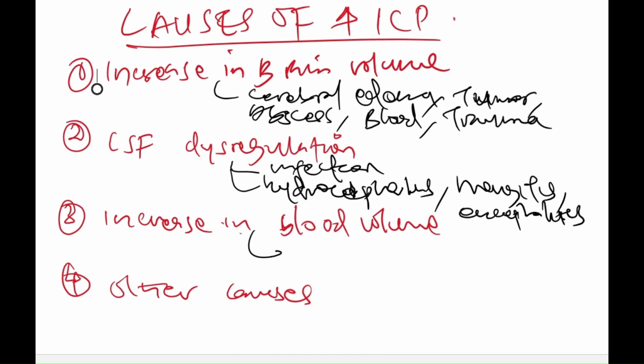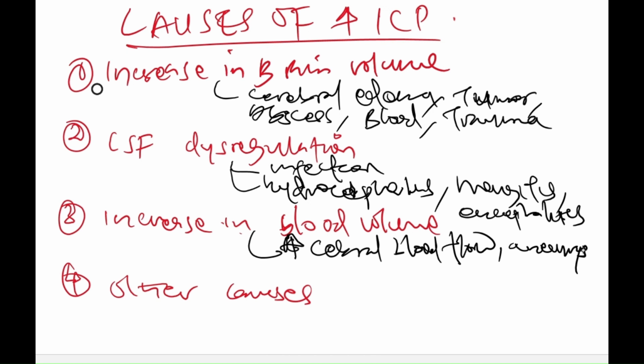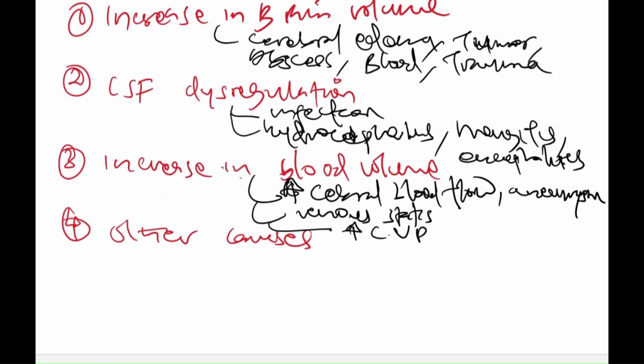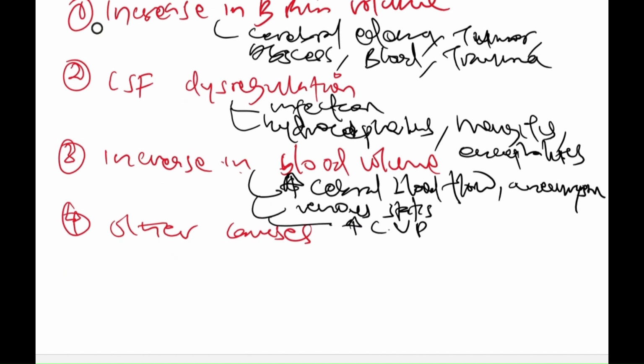and then we have things like increased blood volume, such as increased cerebral blood flow. If we increase cerebral blood flow, or aneurysm, we have things like venous stenosis, venous stasis. We have also increased central venous pressure. So this can lead to increased cerebral spinal fluid.